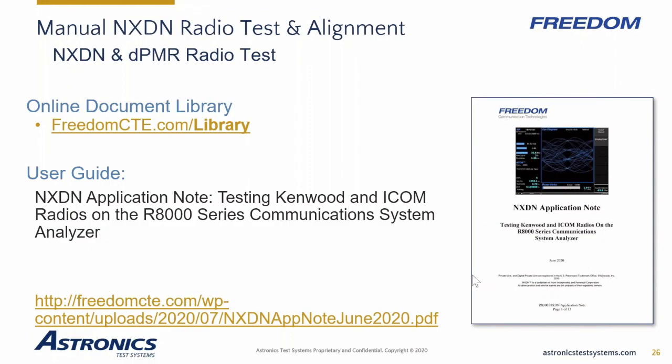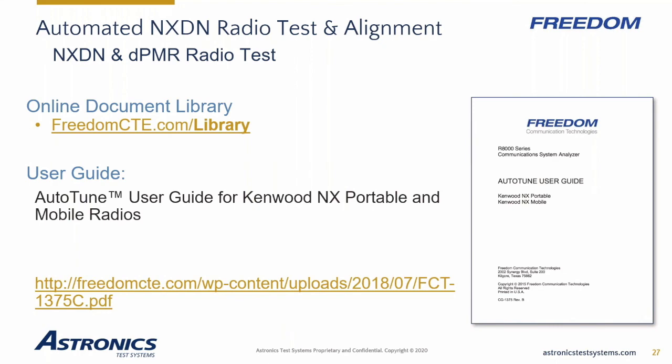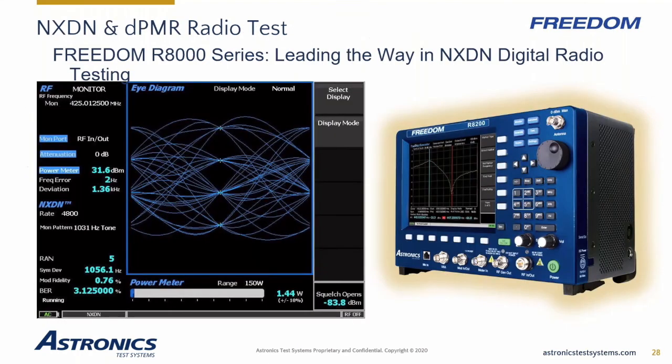Going back to the application notes, I think you guys can use a lot of this information if you want. There's a lot of information here in our library. You can go to freedomct.com/library to download this information directly. We have information for different technologies, and also, let me go back here, we also have AutoTune for Kenwood radios. This is the 8200 that I was mentioning before to you guys in the presentation. The 8200 just came out.